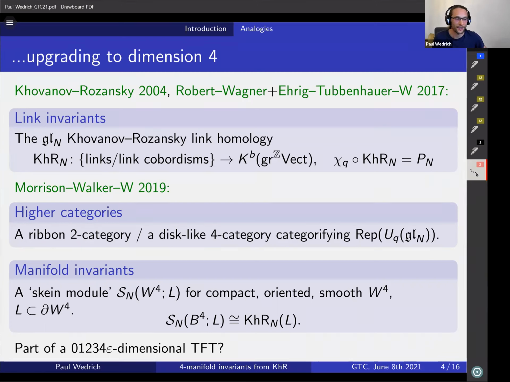And in the main part of the talk, once I'm done with this introduction, I will talk about these 3 aspects of the story individually. So I'll start with the link invariants, then I'll say a little bit about the higher categories, and then about the manifold invariants. But this is maybe a good place to stop and ask if there are any questions at this point.